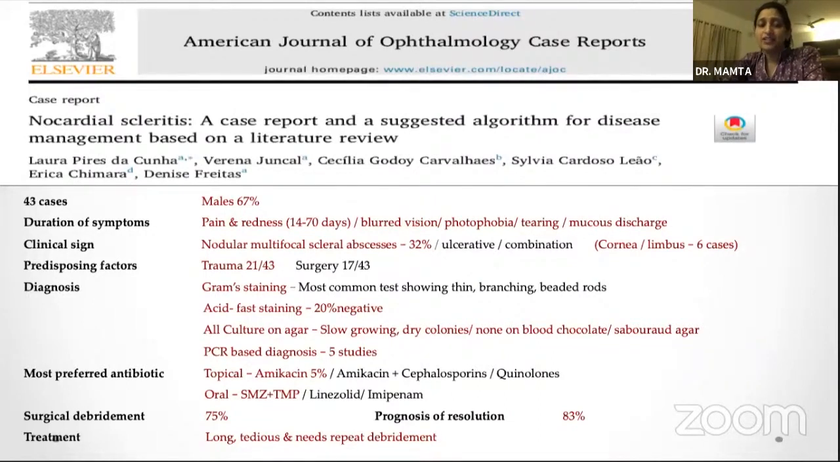And again, we emphasize that Gram staining is the most common test, which shows thin branching and beaded filamentous rods, the easiest way to diagnose these cases. The most preferred antibiotics were amikacin and oral Bactrim, which we actually gave in our patient too. Surgical debridement was done in 75% of all the cases published, and a good resolution was seen in nearly 83% of eyes, though the treatment is long and tedious and needs repeat debridement.